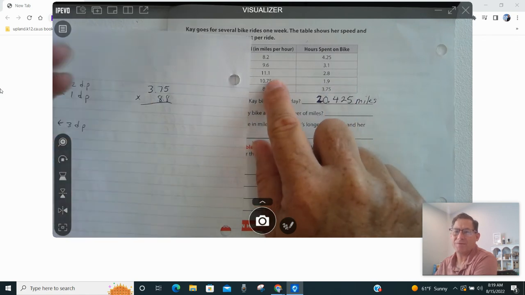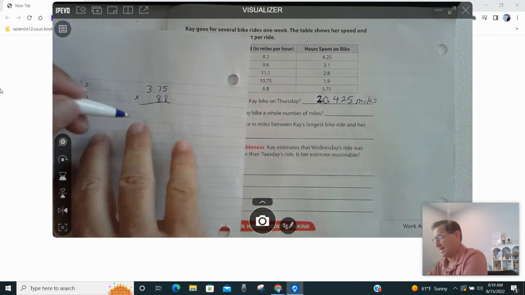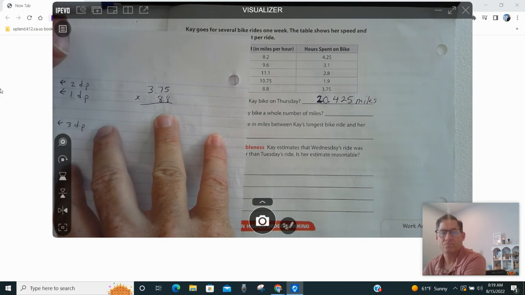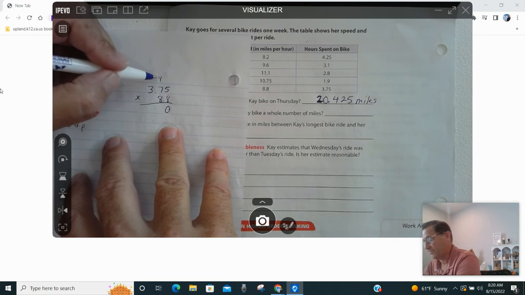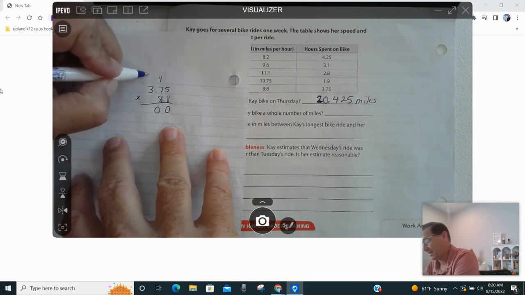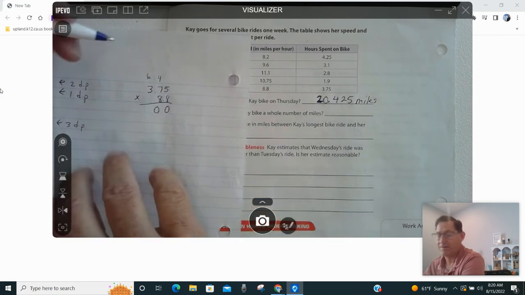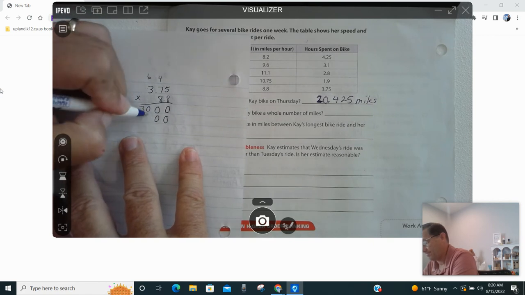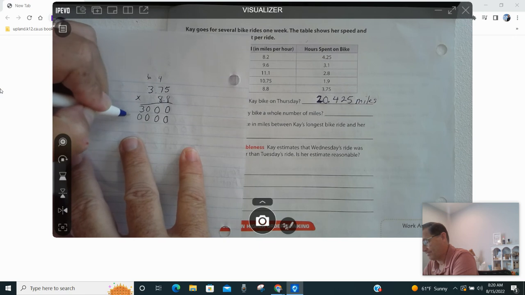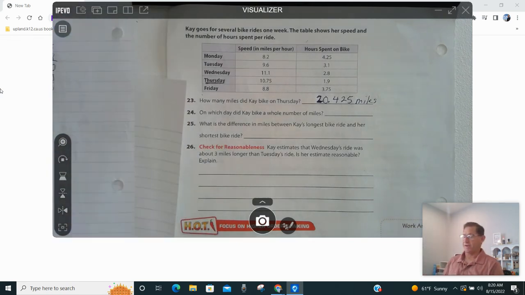8 times 1/10 is going to be 8 tenths. 6 times 1/10? No. But 8 times 75 hundredths would be a whole number. Because 8 times 5 is 40, and 8 times 7 is 56, plus the 4 is 60. So that would be a whole number, 8 tenths times 75 hundredths. 8 times 3 is 24, plus 3 more is 30. 3 decimal places, 33, yes.